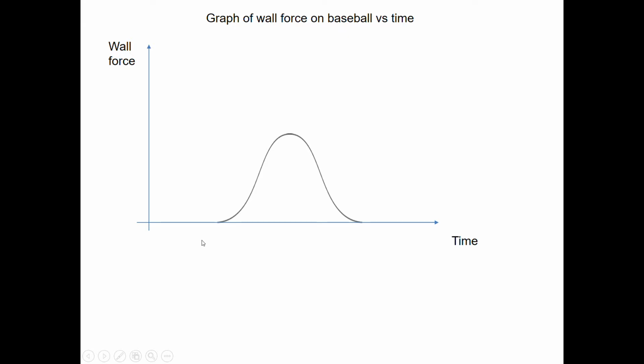The wall force, originally when the ball isn't in contact with the wall, the force on it is zero. At a certain point the contact begins, and when the ball has just deformed a tiny little bit, the force on it is really small, but the force gets bigger and bigger until the ball is maximally compressed. That's when the maximum force is exerted on it. And then as time goes on, the force gets smaller and smaller as the ball decompresses, and then finally it loses contact with the wall. That seems like a reasonable qualitative guess for what the force of the wall as a function of time is.